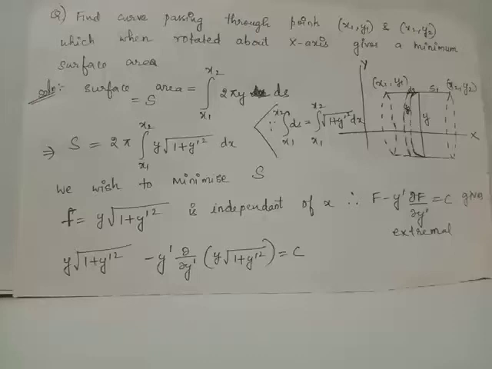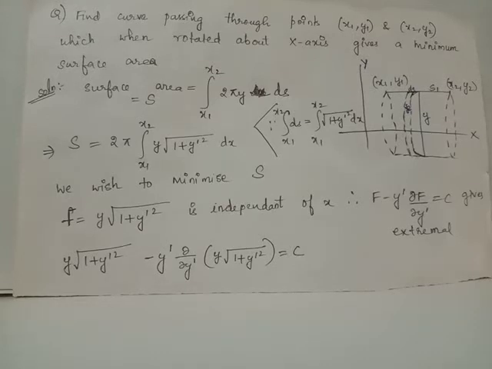Curve passing through points x1, y1 and x2, y2, which when rotated about x-axis gives a minimum surface area. In this question, we are asked to assume that a curve S1 is passing through x1, y1 and x2, y2. This curve S1, when rotated about x-axis, will generate a solid, and we have to find out the equation of curve y equals f of x, or the equation of curve S1, which will generate a solid of minimum surface area.